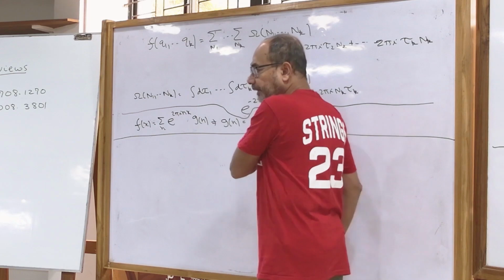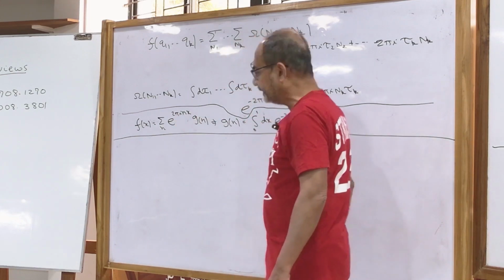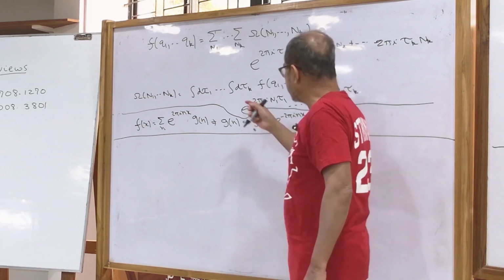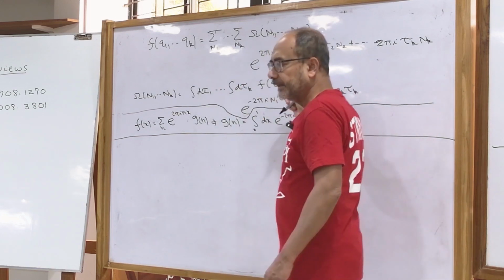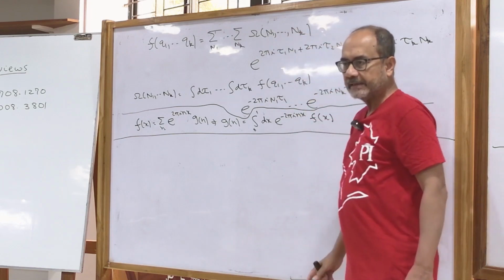This is familiar to everyone, right? If you have a Fourier expansion like this, you can invert the Fourier expansion, right? G of n in terms of f of x. This is just the same thing, except that I have applied it many times, right? K times. Okay, otherwise it's just the inverse Fourier transform.